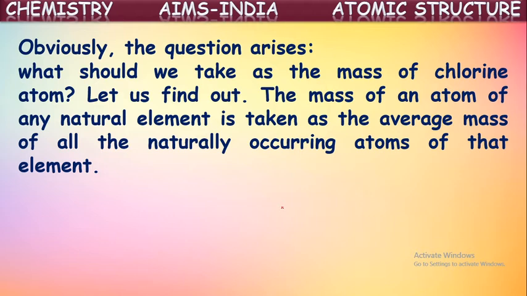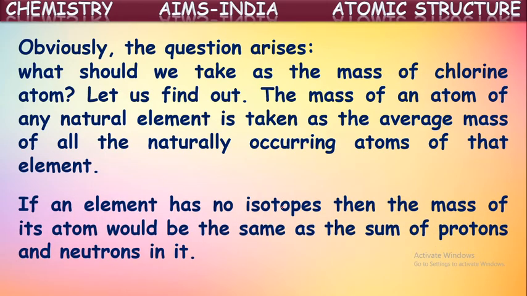So let us find it now. The mass of an atom of any neutral element is taken as the average mass of all the naturally occurring masses of that element. Okay. Generally, the mass of the atom is considered as the average of the masses of all the naturally occurring atoms of that element.